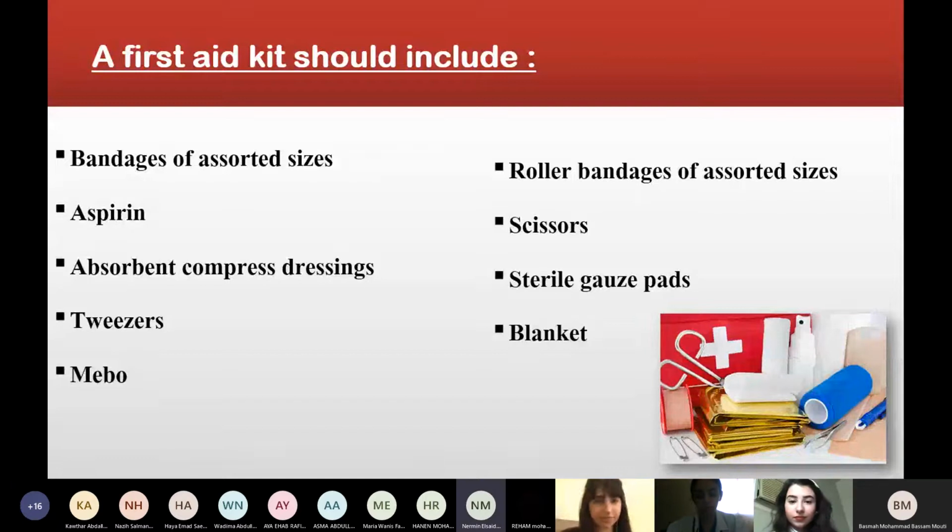Yes, Sima? Bandages. Yes, bandage. Thank you, Sima. This is the most important one. It must be available in first aid.